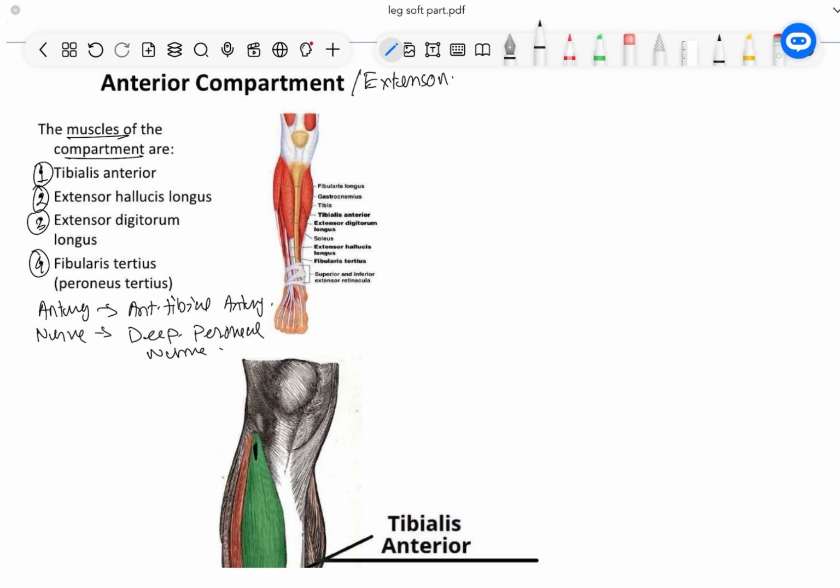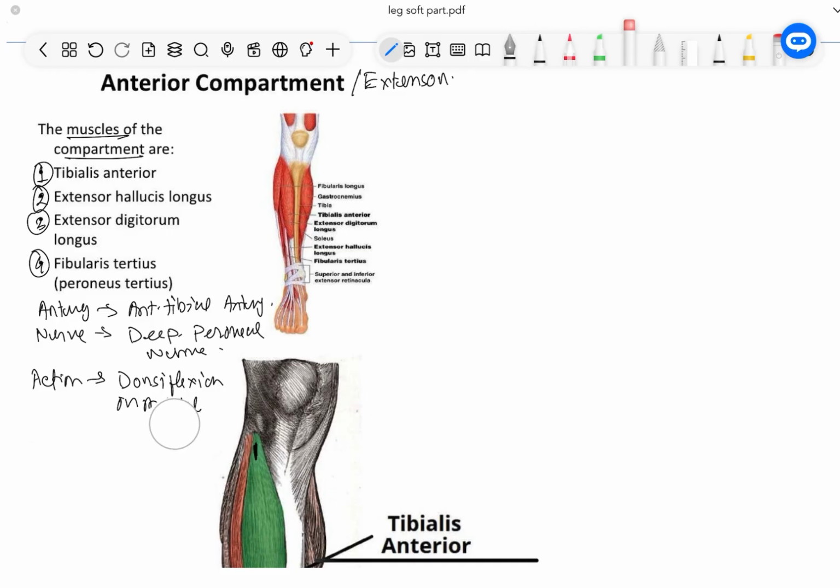Extensor compartment. So, it will do extension of the ankle, but we know there is no extension of the ankle; there is dorsiflexion and plantar flexion. So, all these muscles will do the action, if we want to say, all these muscles will do dorsiflexion. So, the common function of all these muscles should be dorsiflexion at the ankle.